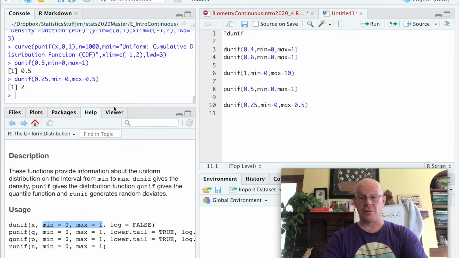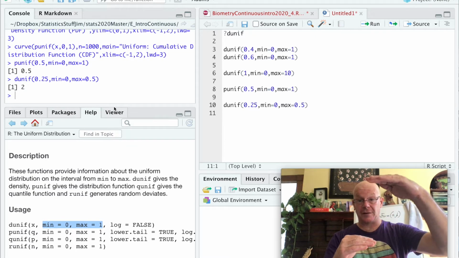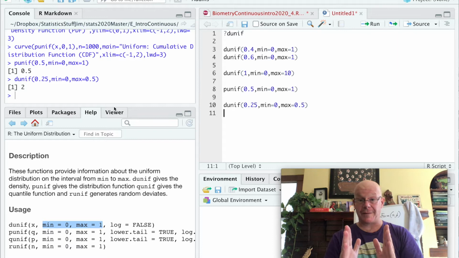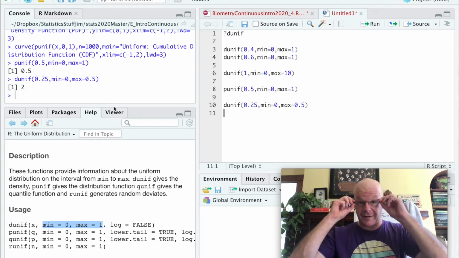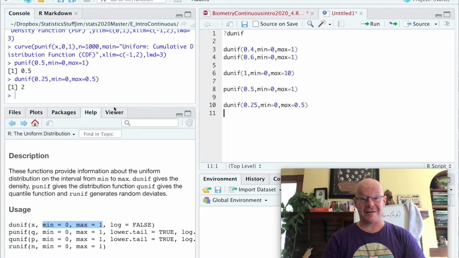Well, now it's 2. The height of that rectangle is 2 because the width of that rectangle is only 0.5. 0.5 times 2 is going to equal 1. The area under a probability density function will always equal 1. And so that's why I start with the uniform distribution, because it's easier to do the integral calculus if you're just taking the area of a rectangle. And I'm all about easy integrals.